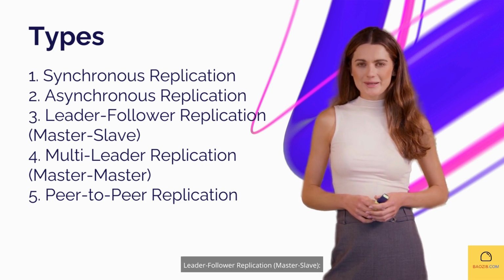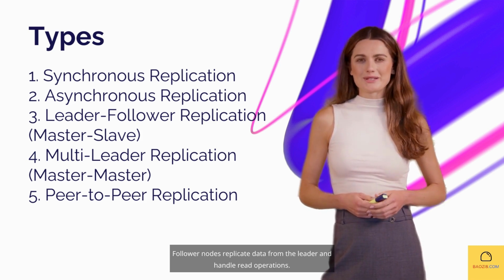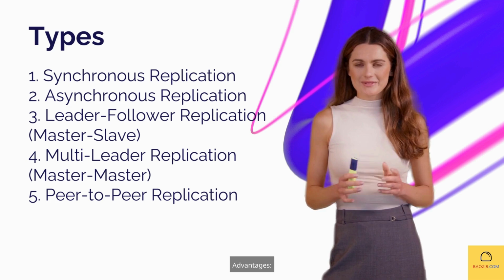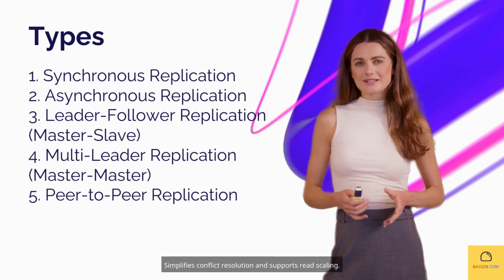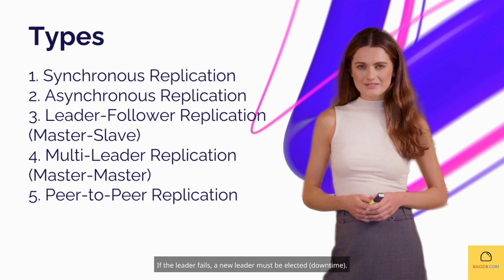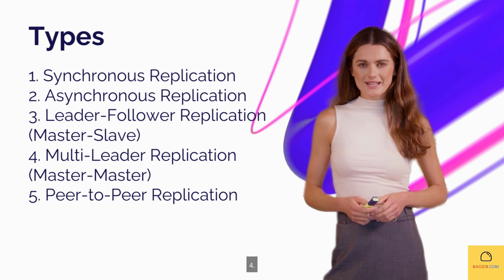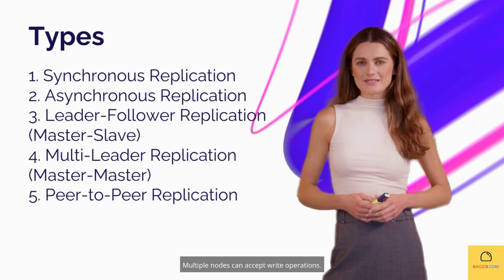3. Leader-follower replication. Master-slave. A leader node handles all write operations. Follower nodes replicate data from the leader and handle read operations. Advantages. Simplifies conflict resolution and supports read scaling. Disadvantages. If the leader fails, a new leader must be elected. Downtime.